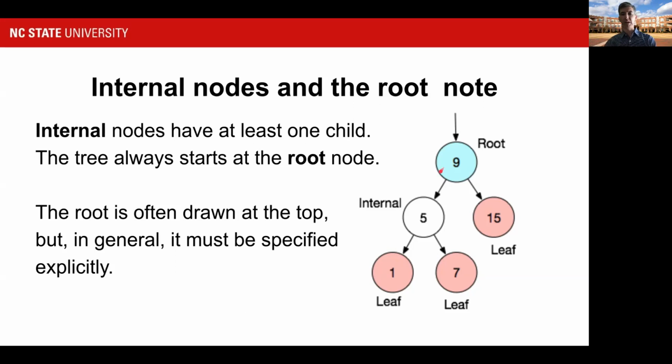And then a node that's neither the root nor a leaf is called an internal node. Another way of saying that is an internal node has to have at least one child. It may have two children, but it has to have at least one. Otherwise, if it had no children, it would be a leaf. The root node could be an internal node, or the root node could be a leaf node. If the root node is a leaf node, then that means your tree only has one node in it.